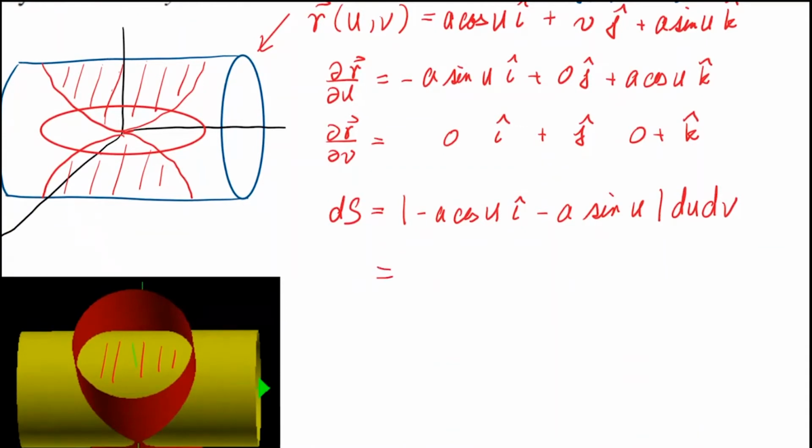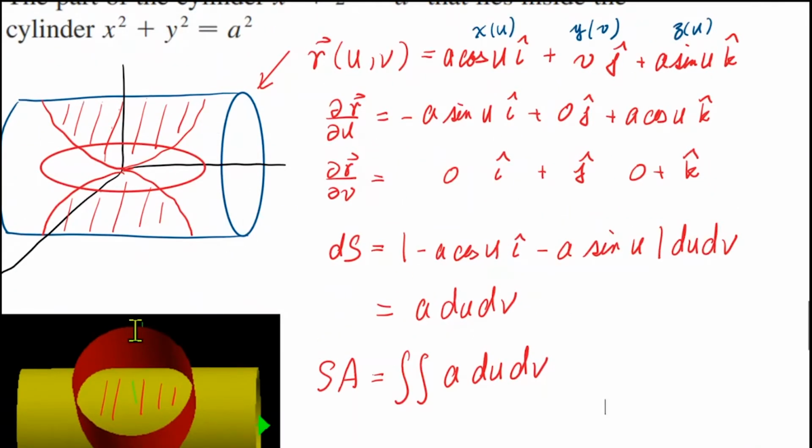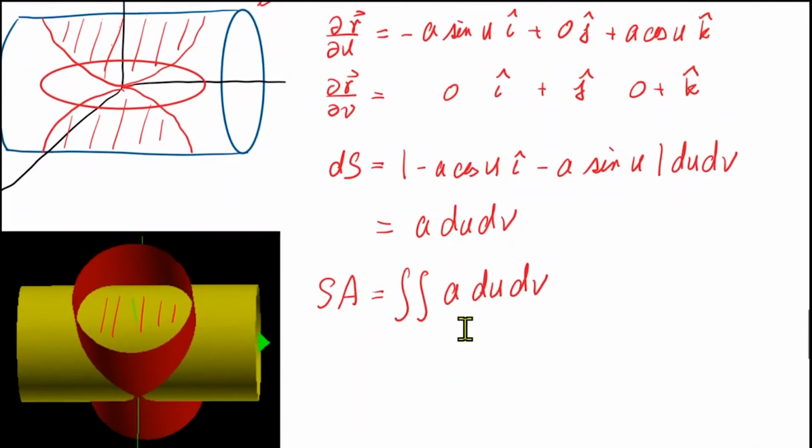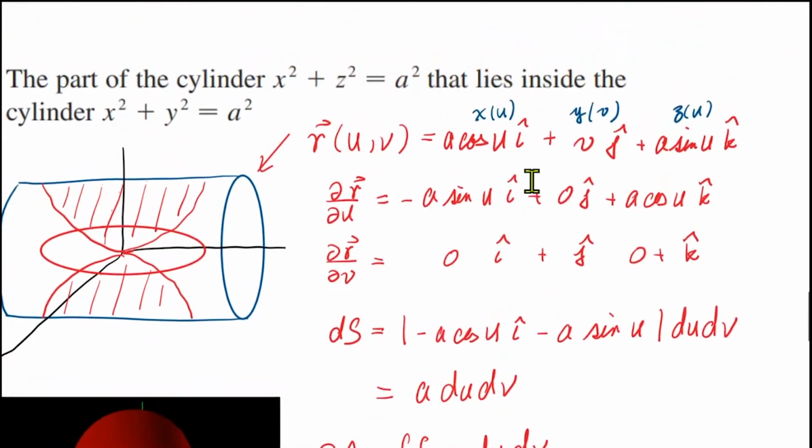Okay, so the magnitude is this thing squared plus that thing squared under a square root, so you just get a du dv. Oh, that's convenient, isn't it? Okay, then we're going to take the integral, so your surface area is the integral of just a du dv. Okay, that's nice, but what is our domain of this thing? U and V vary according to what, right?